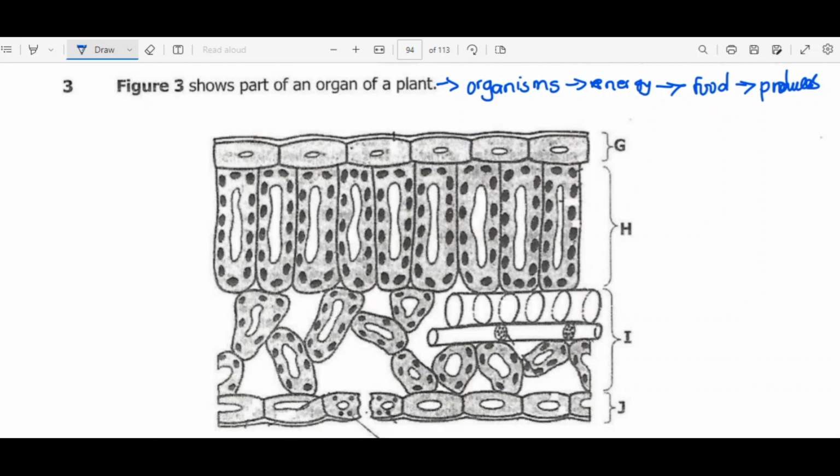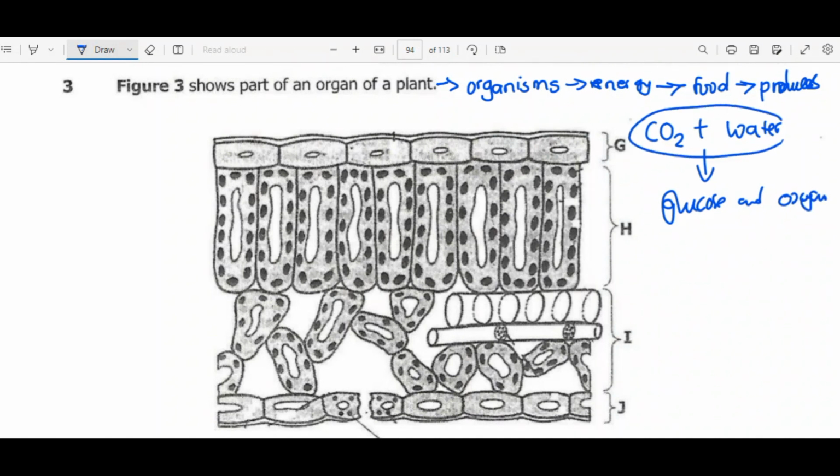Now let's look at a bit of photosynthesis. So photosynthesis, the requirements, the two most important raw materials are carbon dioxide and water. Then the products that we are expecting to get are glucose and oxygen. So these are the requirements, then these are the products.